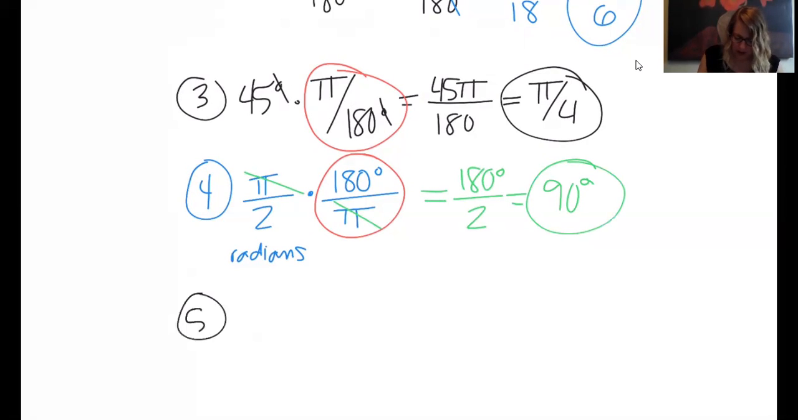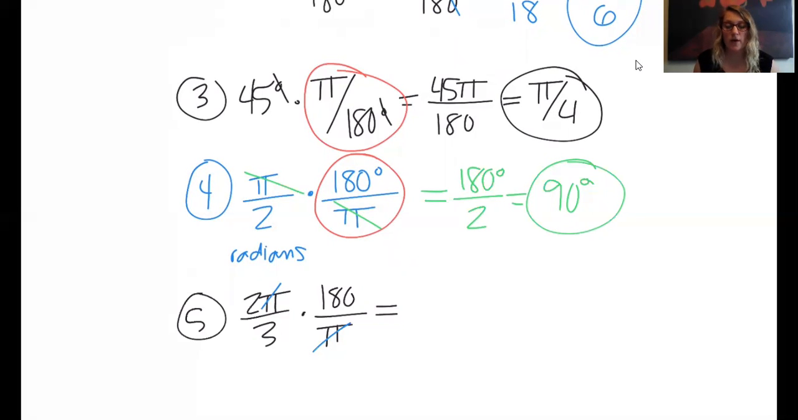Do one more. Let's do 2 pi over 3. So because I'm starting with radians again, I'm going to multiply by 180 over pi. And my pi's end up dividing. And I can simplify this. I can do 2/3 times 180, or I could do 2 times 180 across the top and then divide by 3. I could do 180 divided by 3. If I do 180 divided by 3, that gives me 60. And then 2 times 60 is 120. Okay, so now I've done all the converting.